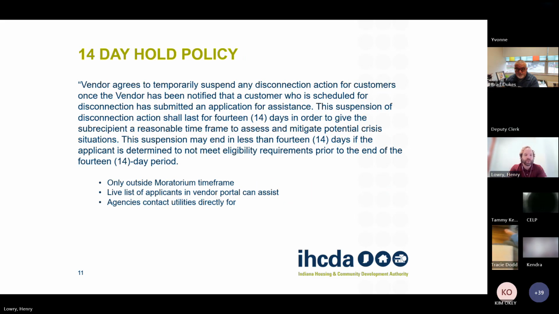Okay. So here's one of the other major issues I get a lot of questions about. This is our 14-day hold policy. So we've had this for a couple of years now, 3 years now.